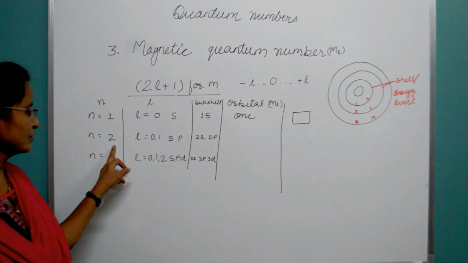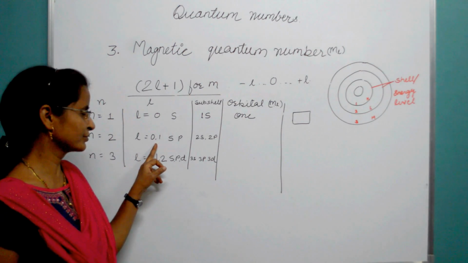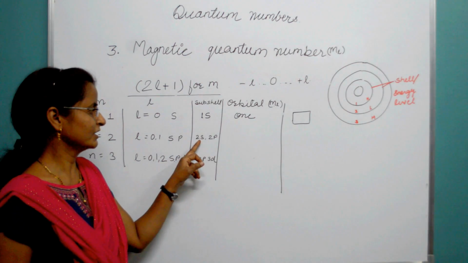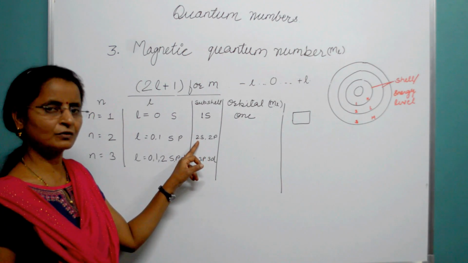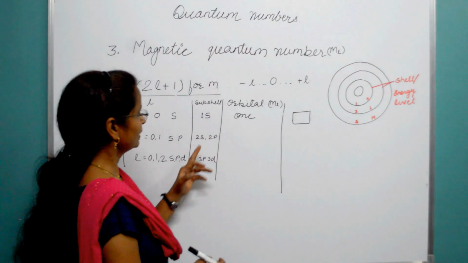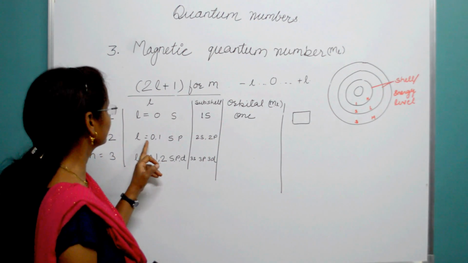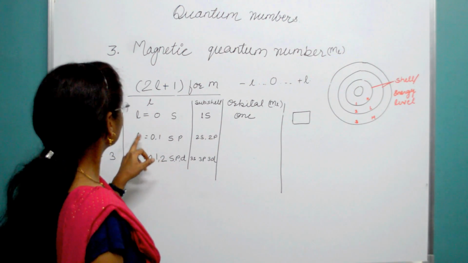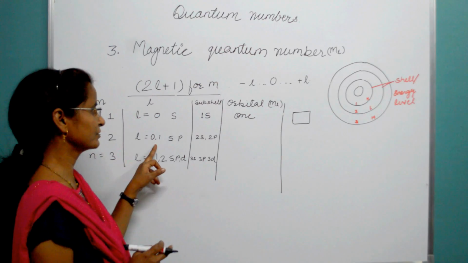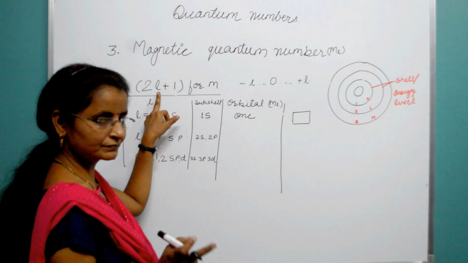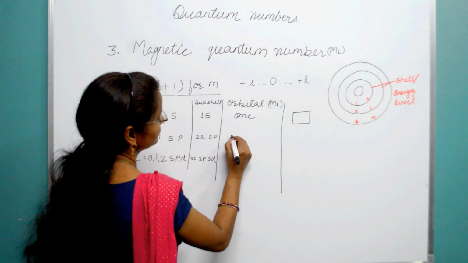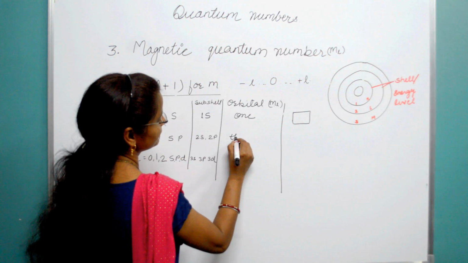Now if n is equal to 2, so what is the value of L? 2 values, so here two subshells are present, s and p. Okay, so this is actually 2s and 2p, where 2 represents the principal quantum number, and s and p are subshells, meaning two subshells are there. And if the value of L is equal to 1, so 2 into 1 plus 1 is 3. So here in the p subshell 3 orbitals are there.